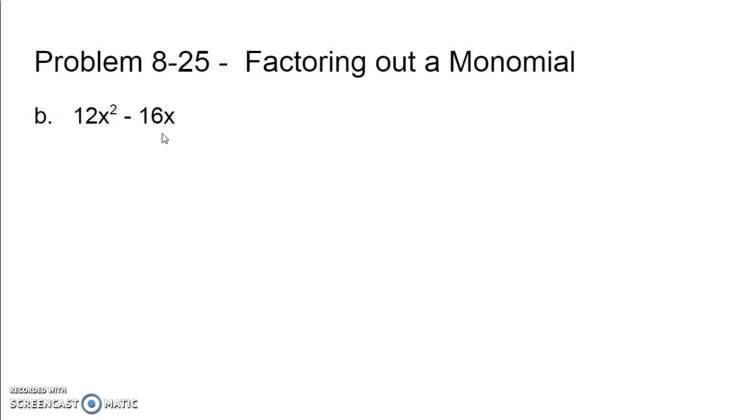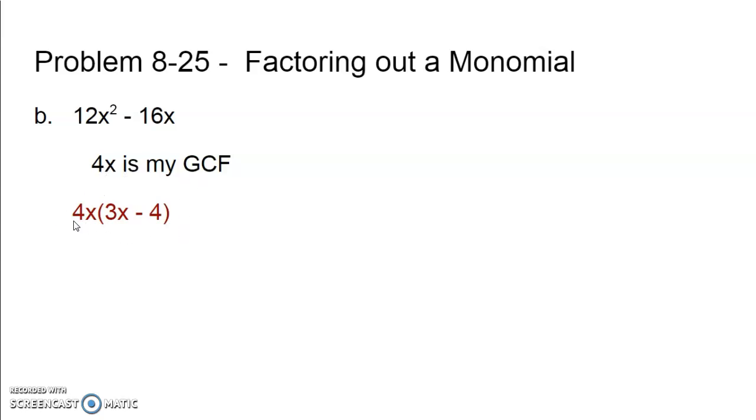Then I also look at my x's. If I have variables in both, the easiest thing to do is find the variable with the lowest exponent. That's going to be this one right here. So I can divide out a 4 and I can divide out an x from both of these. That means my greatest common factor for these is 4x. Then I divide both of these by 4x, and basically I've factored out the monomial.